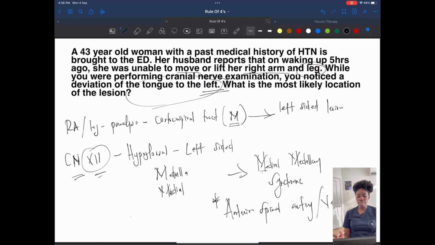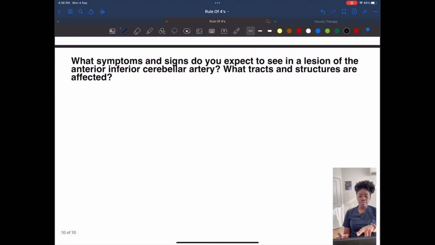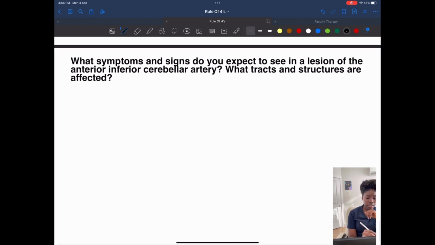The third question is, and this is the last thing, what symptoms and signs would you expect to see in a lesion of the anterior inferior cerebellar artery? What tracts and structures are affected? So the first thing to know is that AICA, anterior inferior cerebellar artery, supplies the pons.